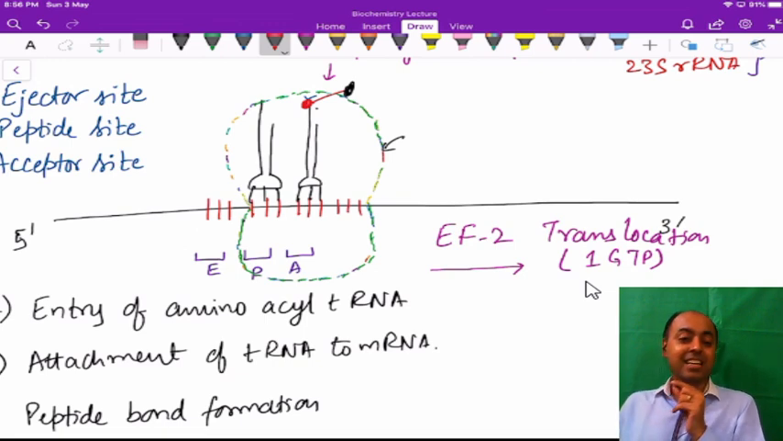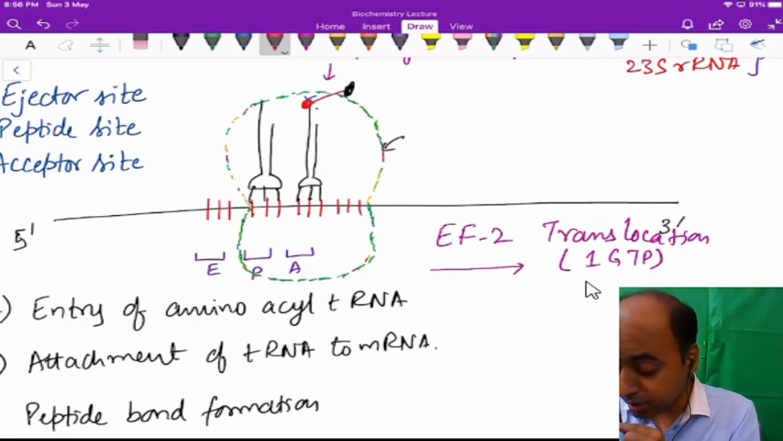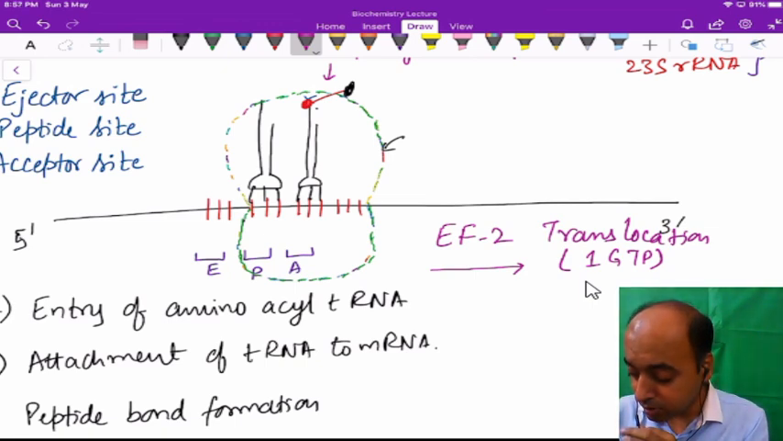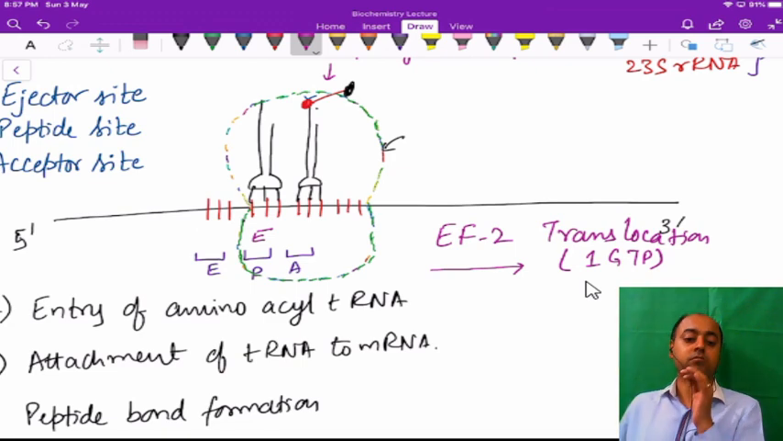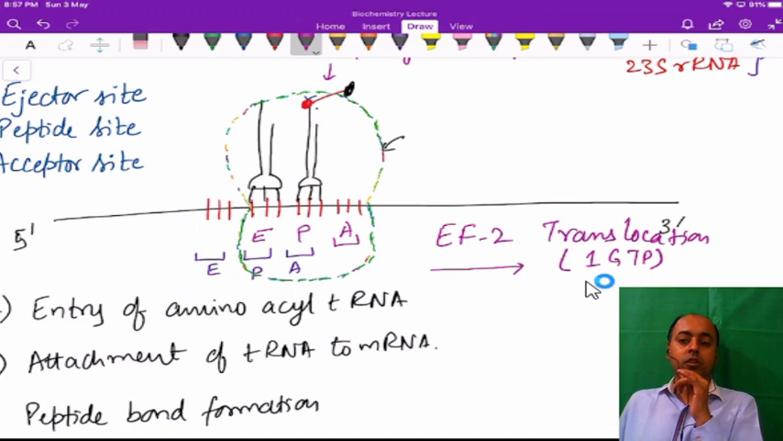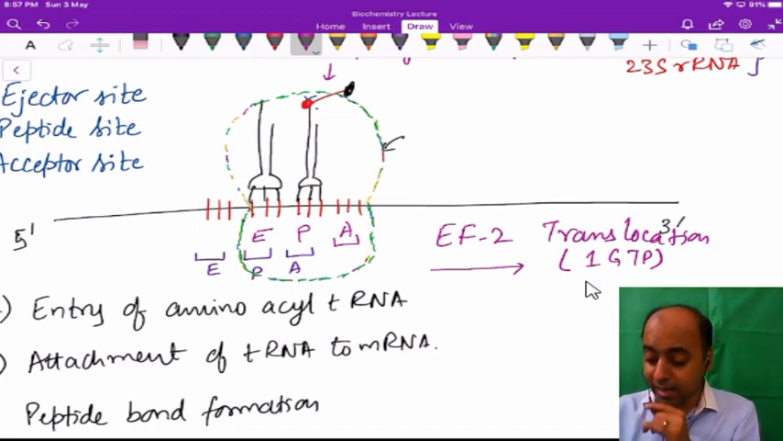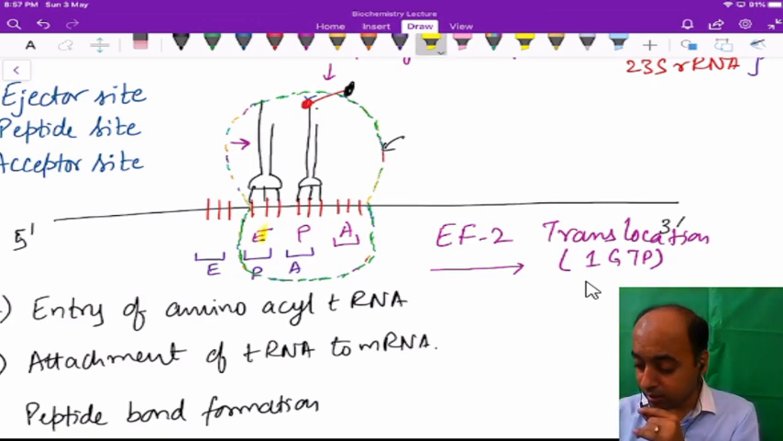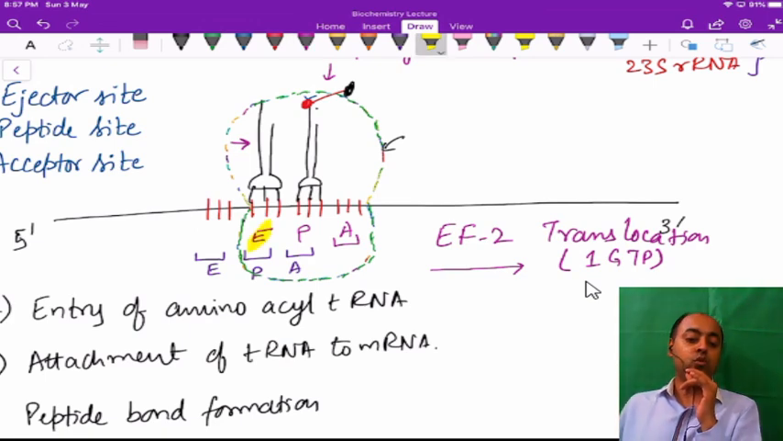There's an interesting effect of this movement, and what is that? What was previously the P site, the second one in order, now becomes the E site. What was previously the A site now becomes the P site, and a fresh A site is exposed. Also, very interesting to note that the empty tRNA is now sitting at the E site. Due to translocation, the empty tRNA is sitting at the E site.